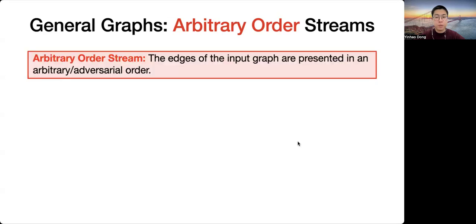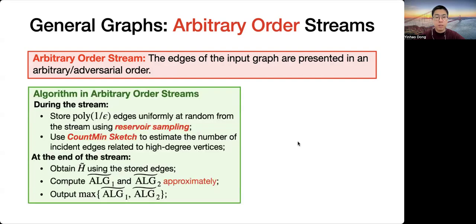Now let's move on to arbitrary order streams. In this model, the edges of the input graph are presented in arbitrary or adversarial order. The algorithm is as follows. Instead of storing the first poly 1 over epsilon edges in the stream, this time we use reservoir sampling to sample poly 1 over epsilon edges uniformly at random from the stream. But this time we can only obtain H tilde at the end of the stream. As before, we can also show that all the high-degree vertices belong to H tilde with probability at least 2/3.